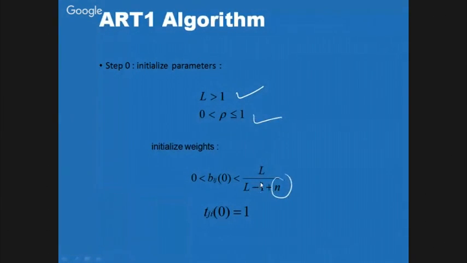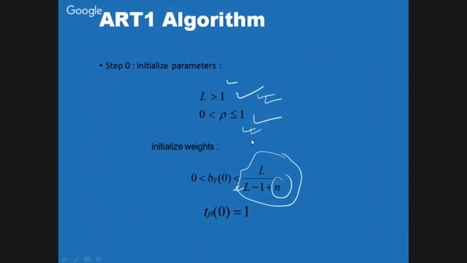There are three parameters. So L should be greater than 1. What is L? It has been given by them that the initial value of the bottom up weights will be L by L minus 1 plus N. That I will tell you. So this is the initialization of parameters. L must be greater than 1 and rho should be less than 1.